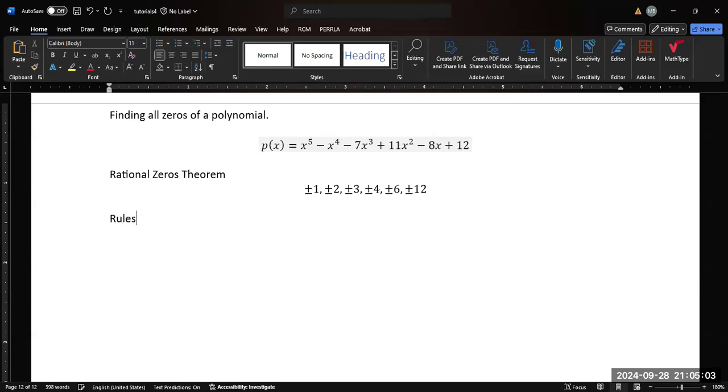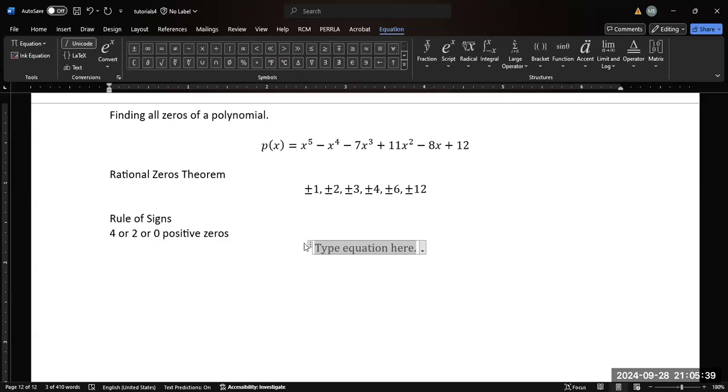We could also look at the rule of signs. Let's see, we've got one sign change, then there's a second sign change, then a third sign change, and then a fourth sign change. So it could have 4 or 2 or 0 positive zeros, and therefore at most, just by virtue of definition, maybe 1 negative. So let's try p of negative x.